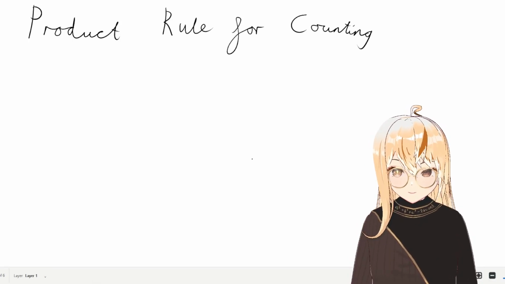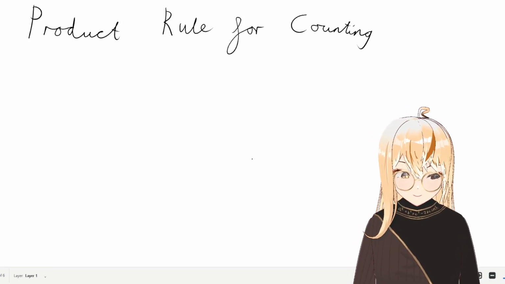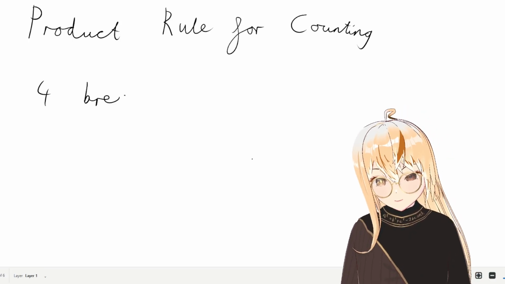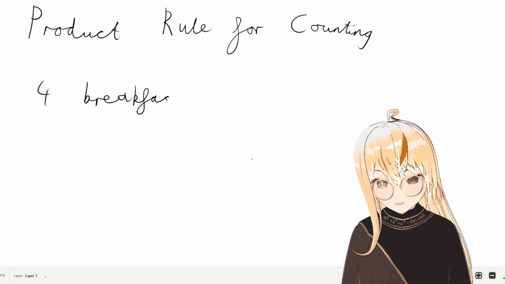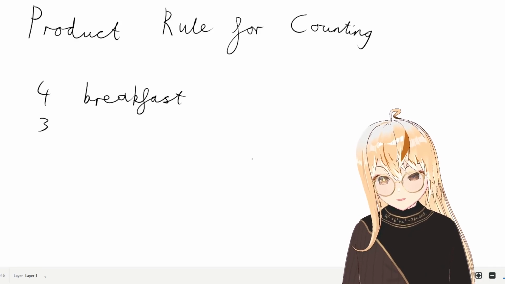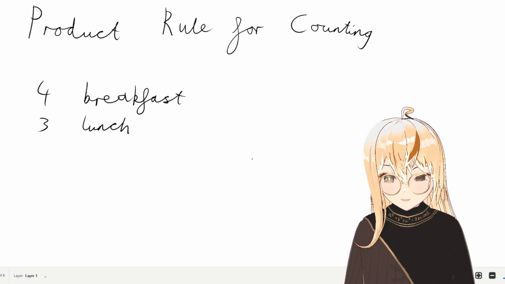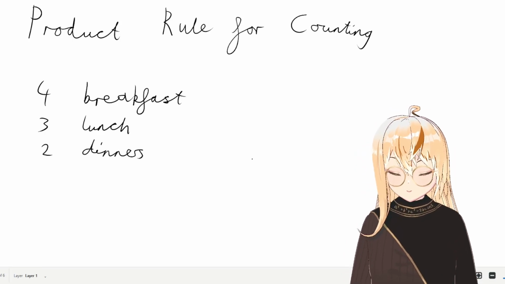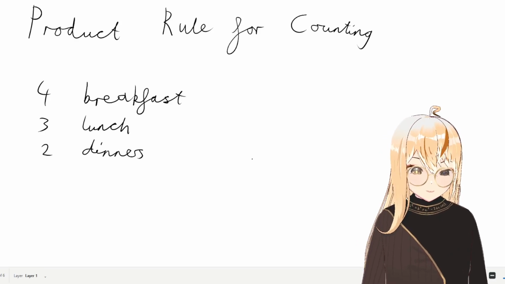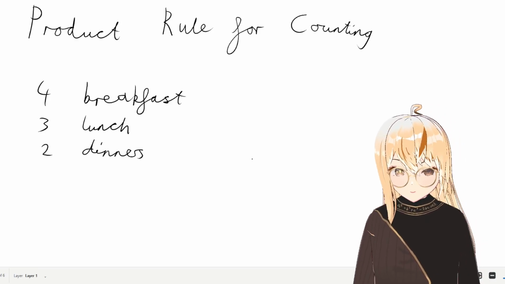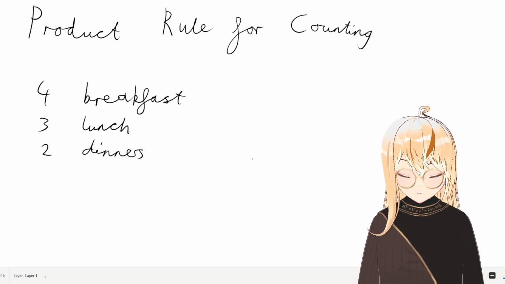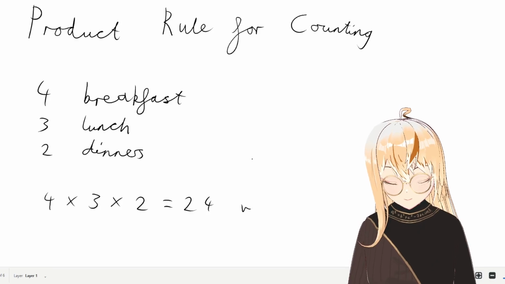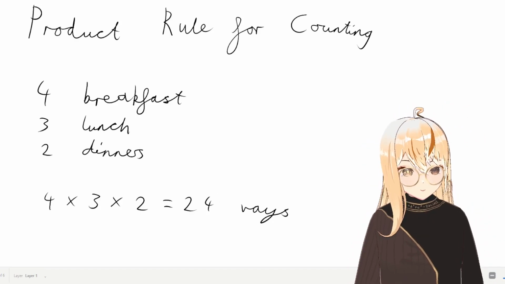Let's say that there's 4 ways for you to eat breakfast, alright? So 4 breakfasts, let's just write that. Then we have 3 lunches and 2 dinners. So if I want to find out how many possible ways I can eat throughout the day, I just multiply 4 by 3 by 2, which is 24. So it isn't that difficult.